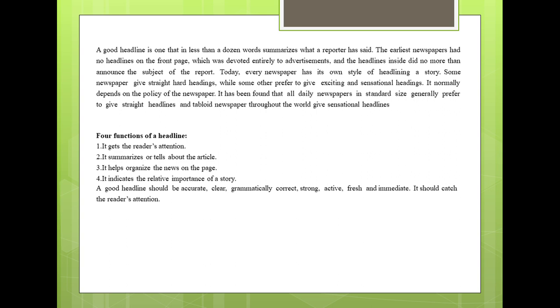Now, four functions of a headline. It gets the reader's attention. It summarizes or tells about the article. It helps organize the news on the page. It indicates the relative importance of a story. A good headline should be accurate, clear, grammatically correct, strong, active, fresh, and immediate. It should catch the reader's attention.